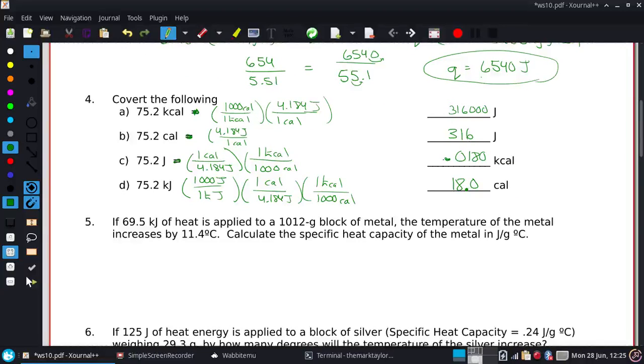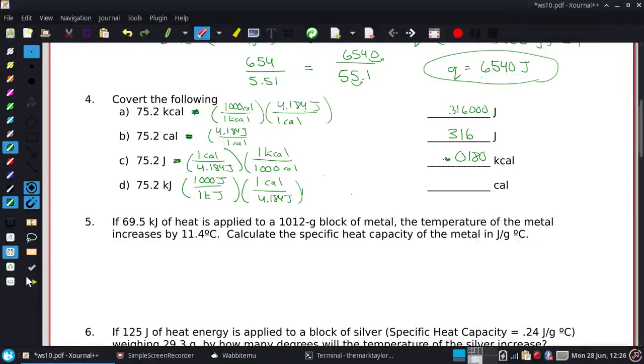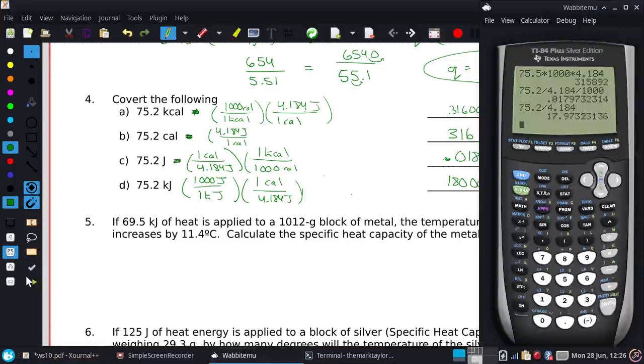Oh, wait. Kilojoules. I went to kilocalories. Back up. Forget that conversion factor. So I need to multiply this by 1,000. So this, I've lost my pen, is 180,000. Because we would, no, it's just 18,000. So we just multiply this by the 1,000. So I got one too many zeros.